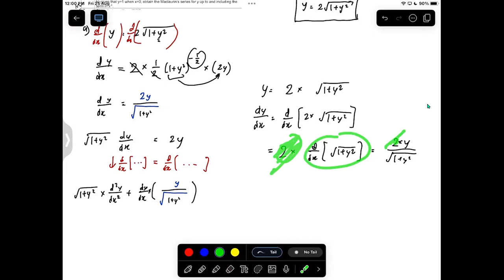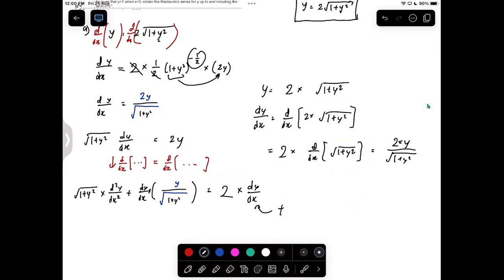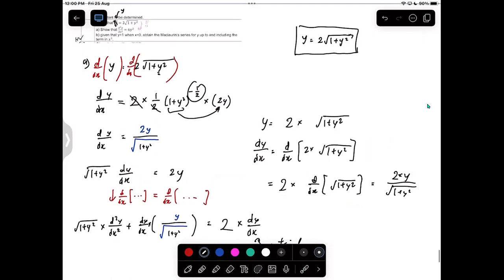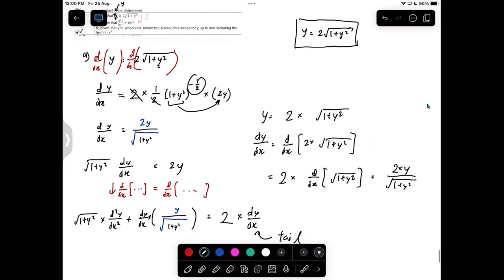You see a trick? Cancel off the 2 on both sides. Can? Okay, good. So that's the left-hand side. Then the right-hand side, differentiate 2y, you get 2 times dy dx. Okay, very good. So now you have to manipulate it so that you can show the d2y dx squared equal to 6y squared. How?